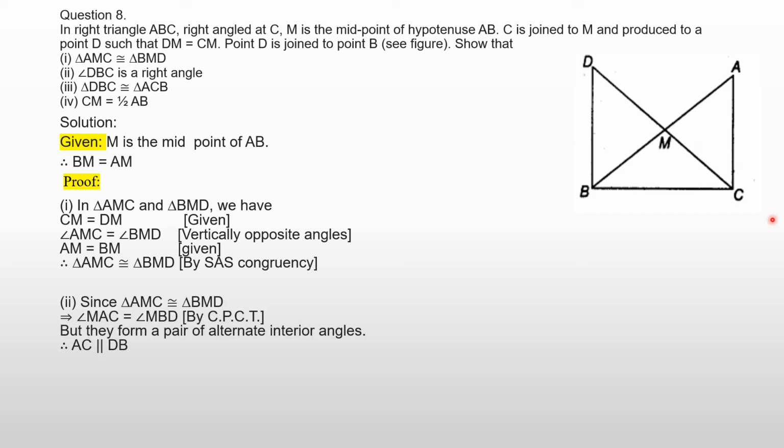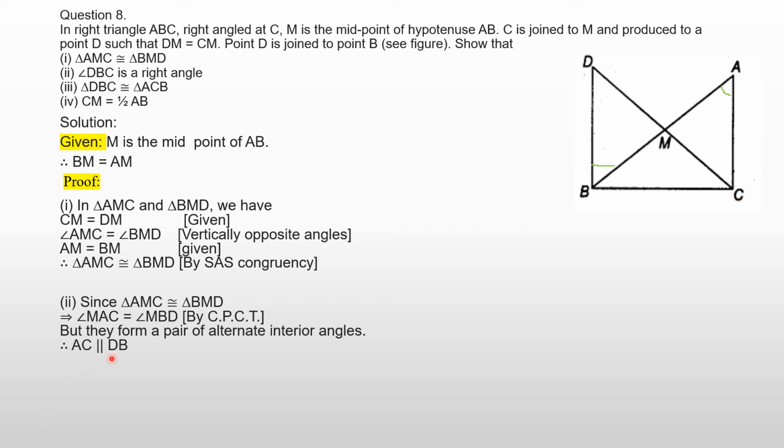Now if both triangles are congruent, just see what the remaining parts are. Angle MAC, this angle, and angle MBD. These two angles are equal. Which two angles are equal? MAC, and another one is MBD. I have marked them for you. So now see, these two angles are equal. So you can say that alternate interior angles are equal, so these two lines are parallel. So AC is parallel to DB.